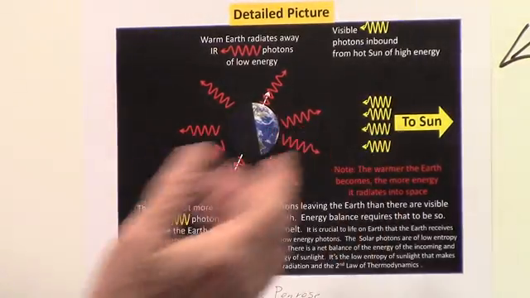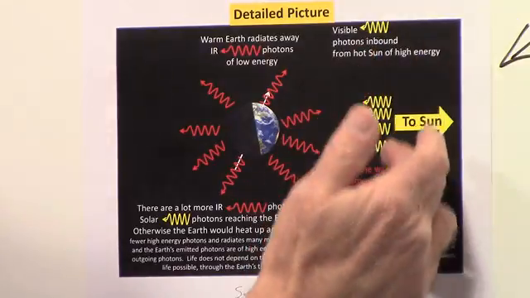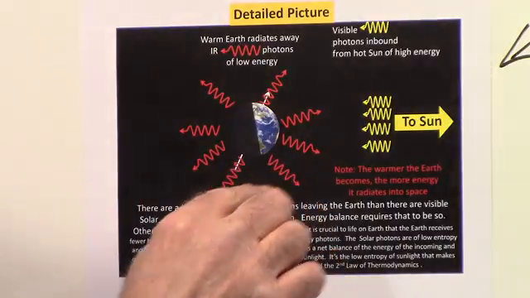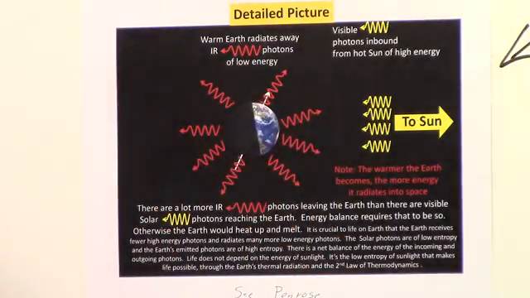The other thing that this picture is trying to show you is that for a few photons coming in from the sun, in the visible part of the spectrum, there's a lot more photons coming off the earth in the heat spectrum or the IR spectrum.